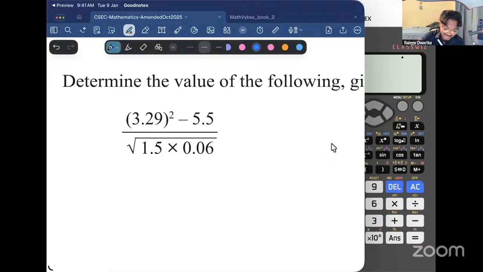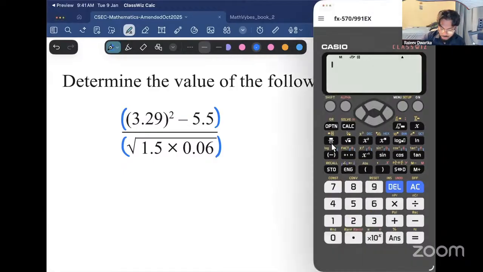If you have a Sharp, you need to put brackets here, and you'll need to put brackets here to separate the numerator and the denominator. So in the calculator, this is what you would do. You open a bracket for the numerator, then you open up another bracket for the 3.29 squared. So 3.29 close bracket squared. Then you're going to put minus 5.5 and you're going to close the bracket. So Virginia, you see how we have two brackets on the left and the right side? Yes, sir. Right. Them brackets there is to indicate that that whole term there is a numerator. Then we're going to press divide.